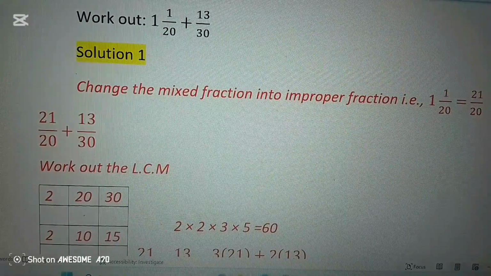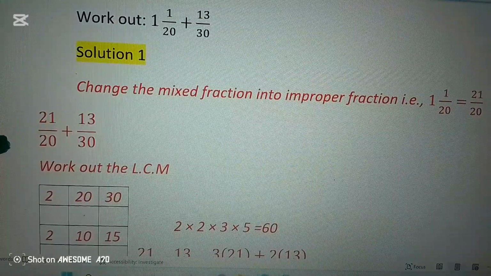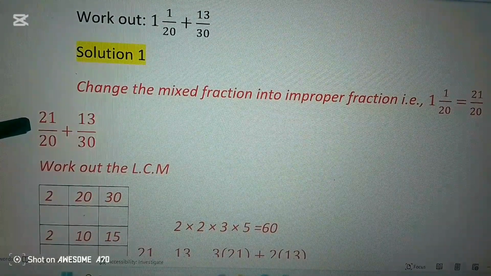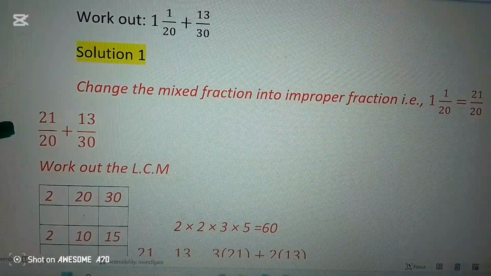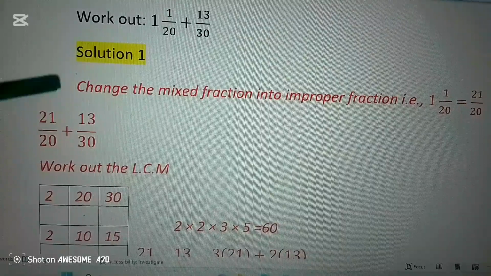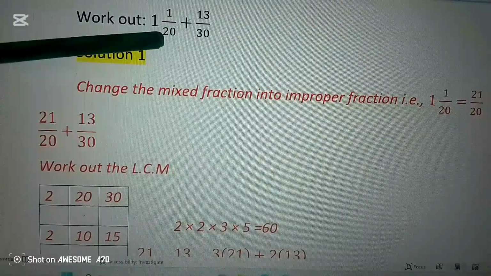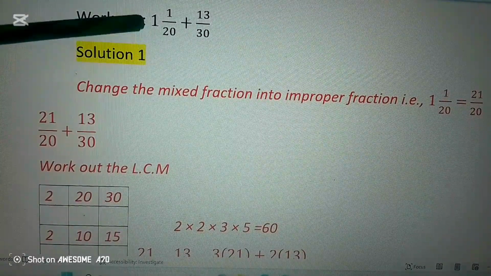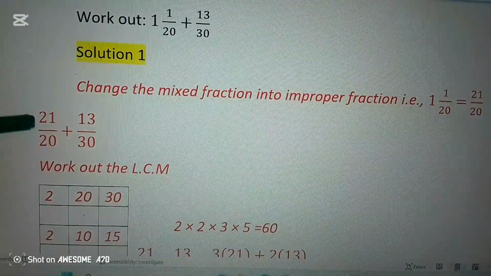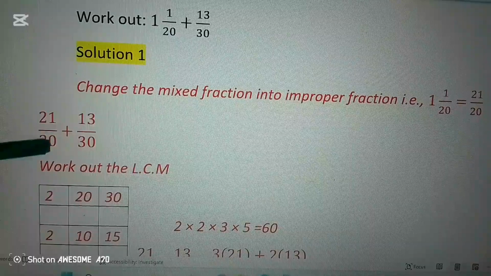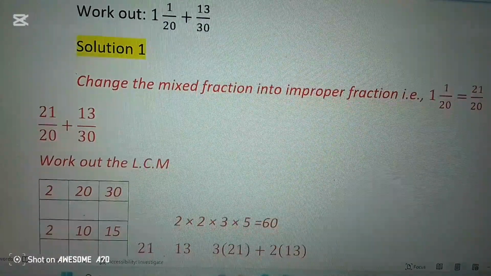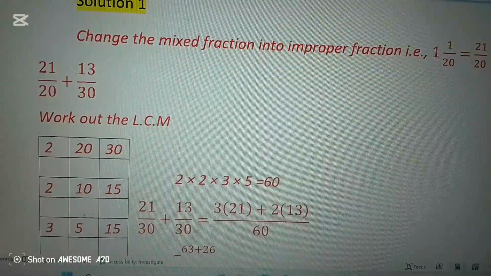So our new sum will look like this: 21/20 added to 13/30. Before it was 1/20 plus 13/30, but we have changed this mixed fraction into an improper fraction, and it has now become 21/20. Now this is our new sum that we are working out here. So remember, this is our first solution.